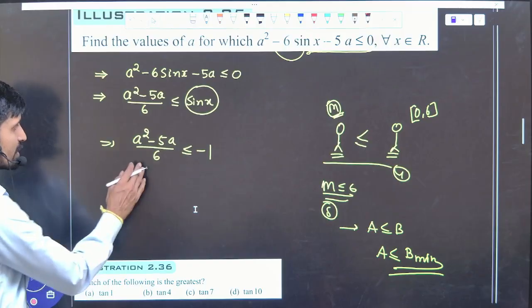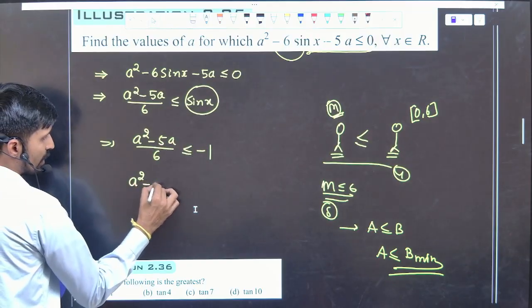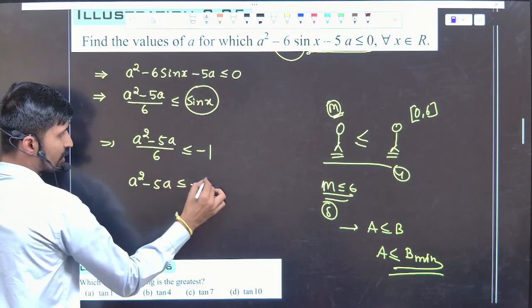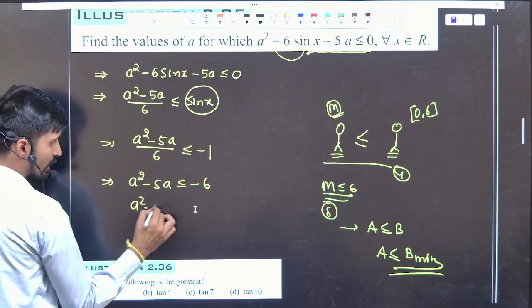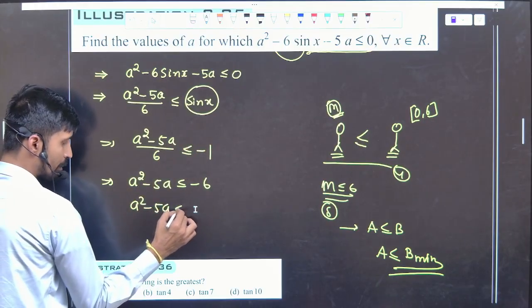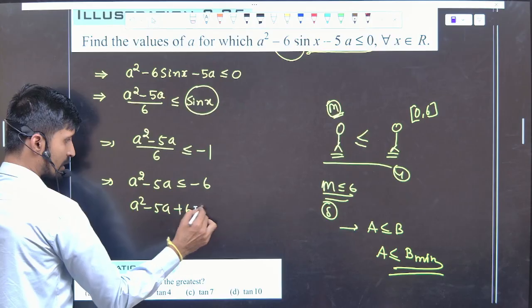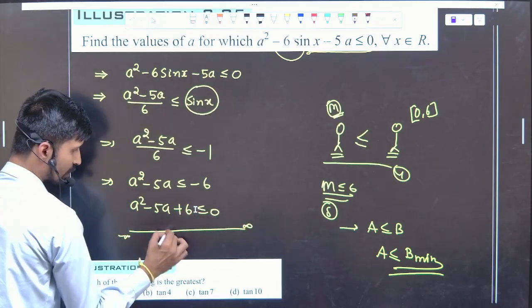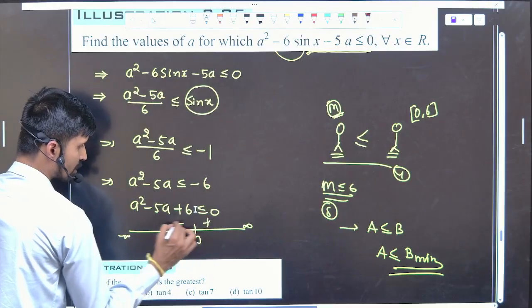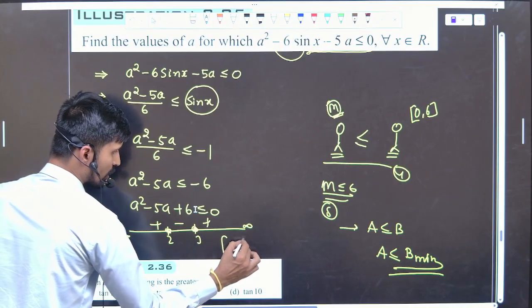So we will solve it. We will take 6 to that side and it will become a square minus 5a less than or equal to -6. 6 is a positive number, so you can cross multiply and you'll get a square minus 5a plus 6 less than or equal to 0. You will draw a number line from minus infinity to plus infinity. One root will be 2, other root will be 3, plus minus plus, 2 closed, 3 closed, 2 to 3.